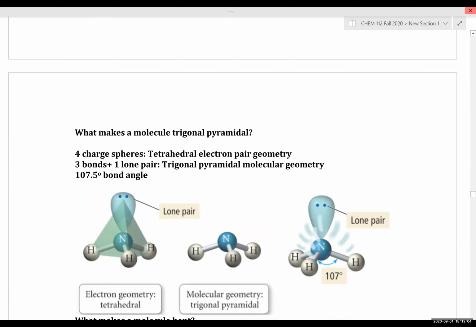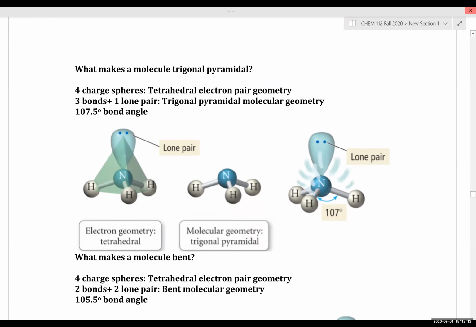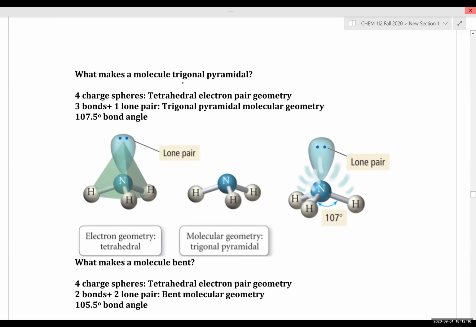Okay, so now what we're going to do is a brief survey of all the relevant molecular geometries, starting with our tetrahedral variants. So what makes a molecule trigonal pyramidal? We have 4 charged spheres and a tetrahedral electron pair geometry, but this time we have 1 lone pair. That in turn leads to a 107.5 degree bond angle and a trigonal pyramidal molecular geometry.